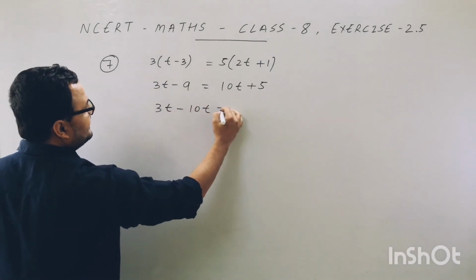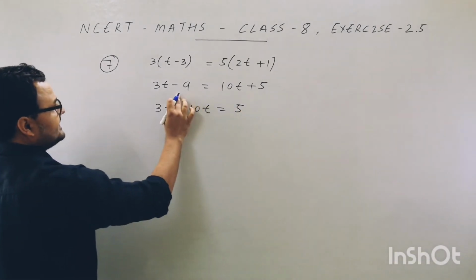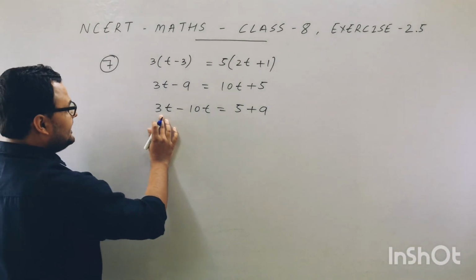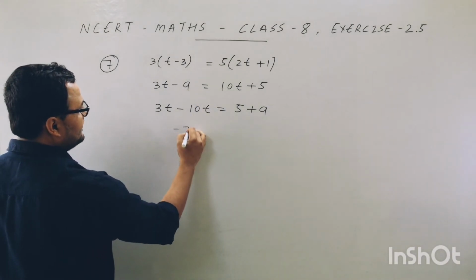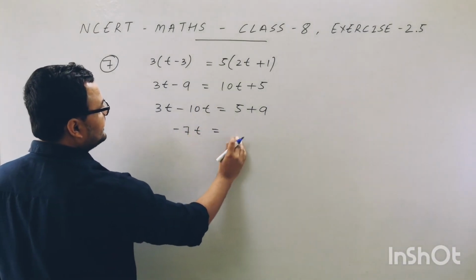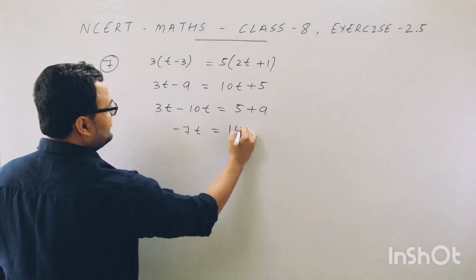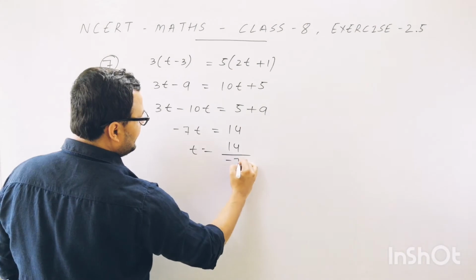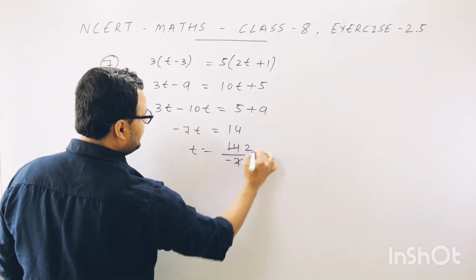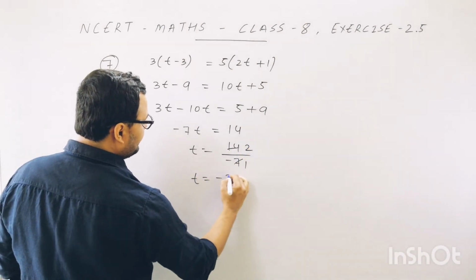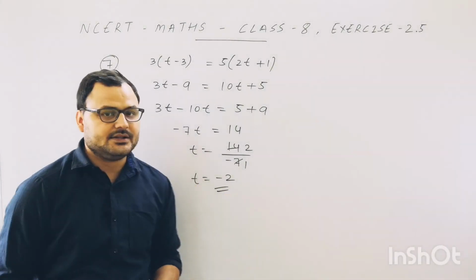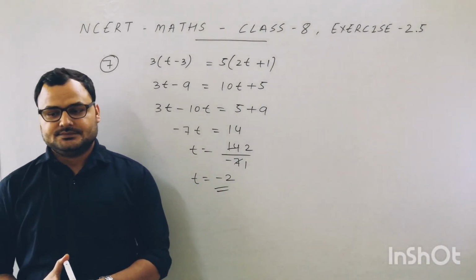Again the variables on the left hand side, then 3t plus 10 will come this side, so minus 10t equal 5, minus 9 will come this side, so plus 9. Now 3t minus 10t, we got minus 7t equal 5 plus 9, we got 14. Then t equal 14 divided by minus 7. 1s are, 2s are. So t equal minus 2. So for this question, the value of t equal minus 2.